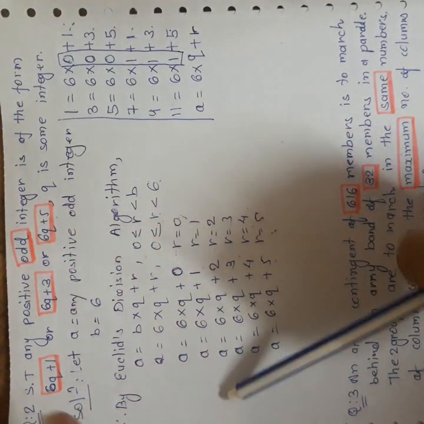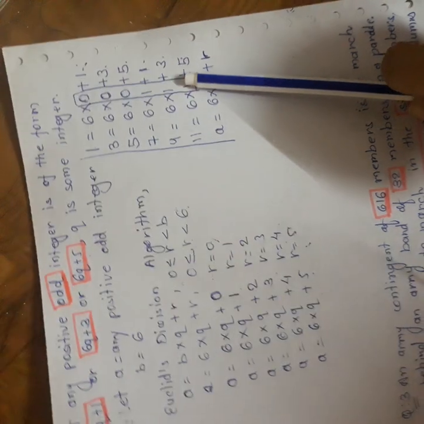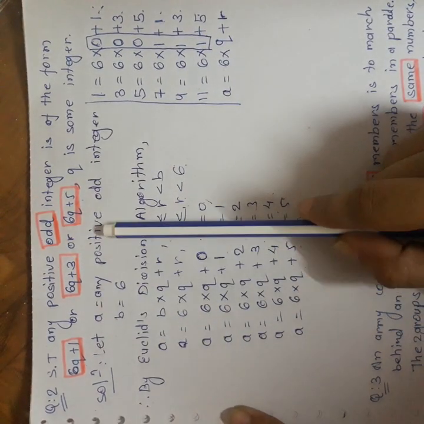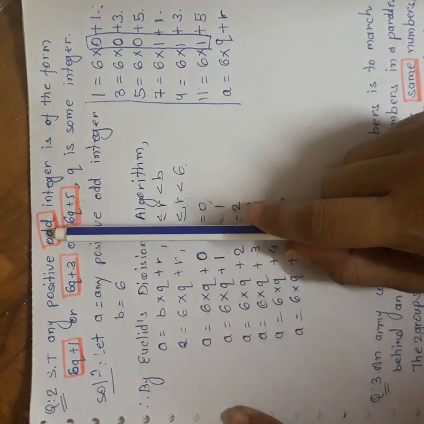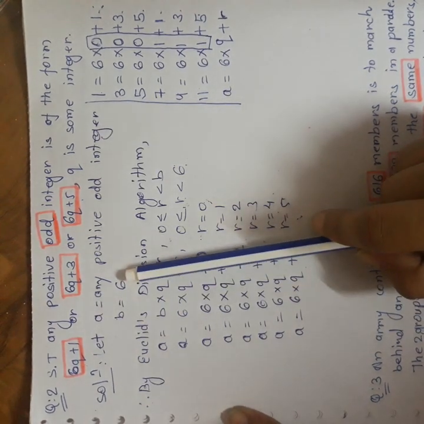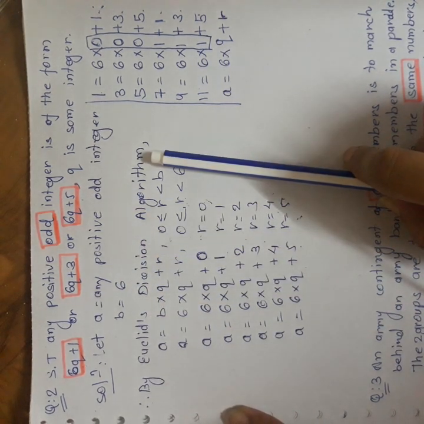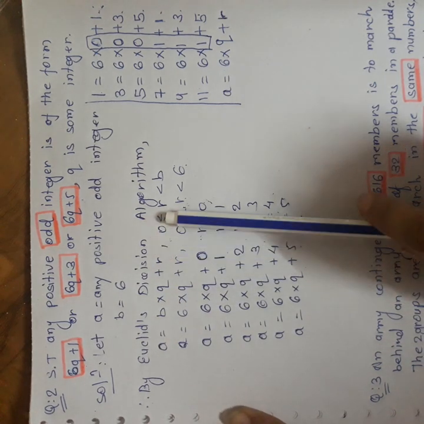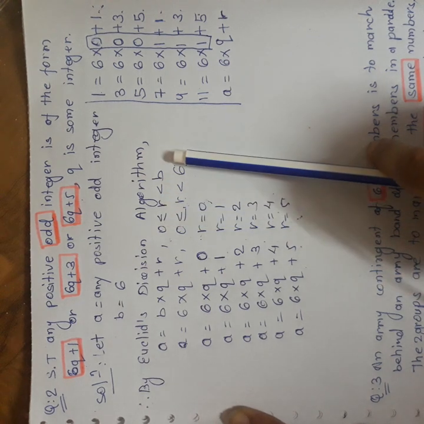Now let's get started with the solution. This is not a part of the solution, just to simplify. Solution. Start. Let a be any positive odd integer. Why am I taking an odd integer? Because the question says that a is any positive odd integer, and b equals 6, the divisor. So by Euclid's division algorithm, we get a equals bq plus r, where the condition on r is 0 is less than or equal to r is less than b.